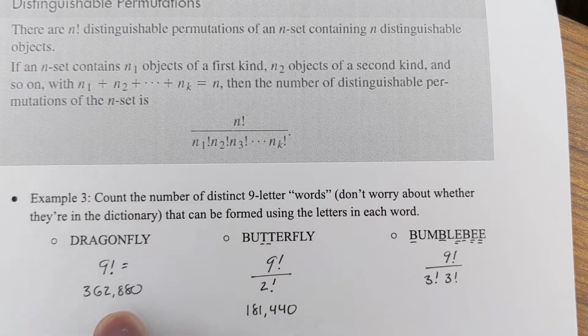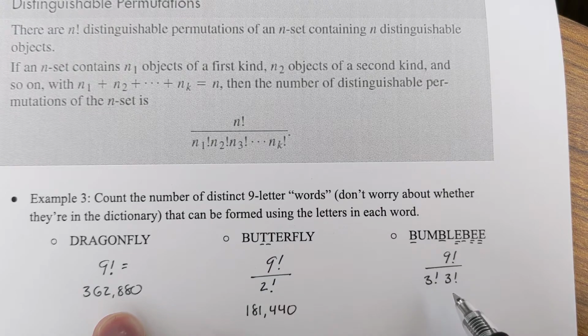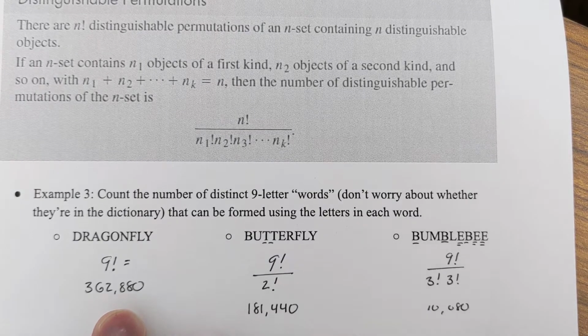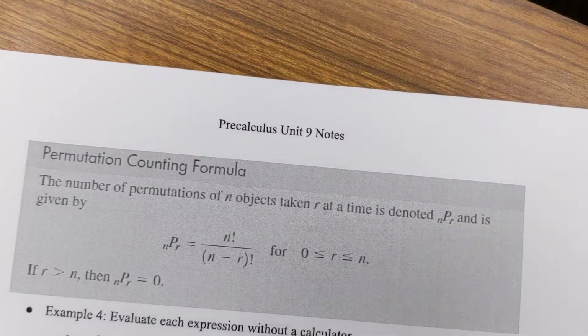So you have a different factorial on the bottom for everything that repeats, and the number is the number of times that thing does repeat. So in Bumblebee, there's only slightly more than 10,000 different ways you can arrange those letters.